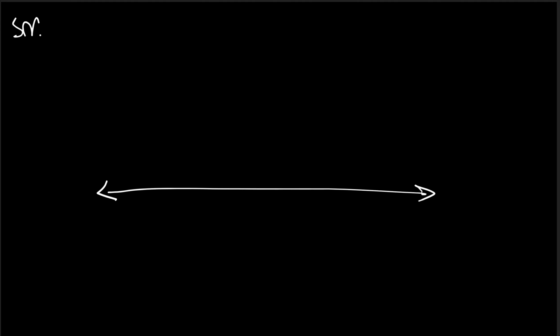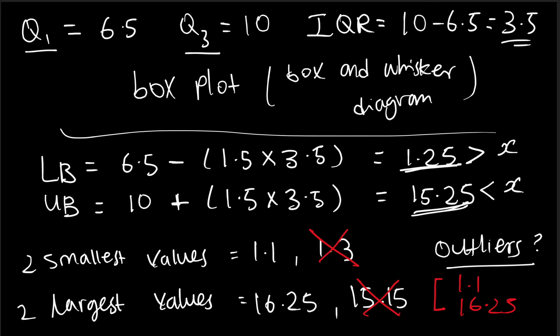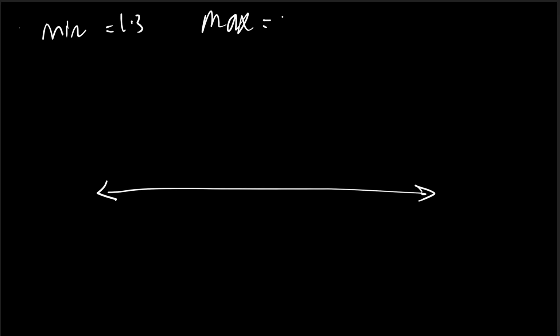Given that the smallest value was 1.3, so I'll write that again here. Better to say the minimum, actually. Let's be a bit more technical. And the maximum value was 15.15. So these are values that are not outliers. Once we have this information, we can draw our box plot.